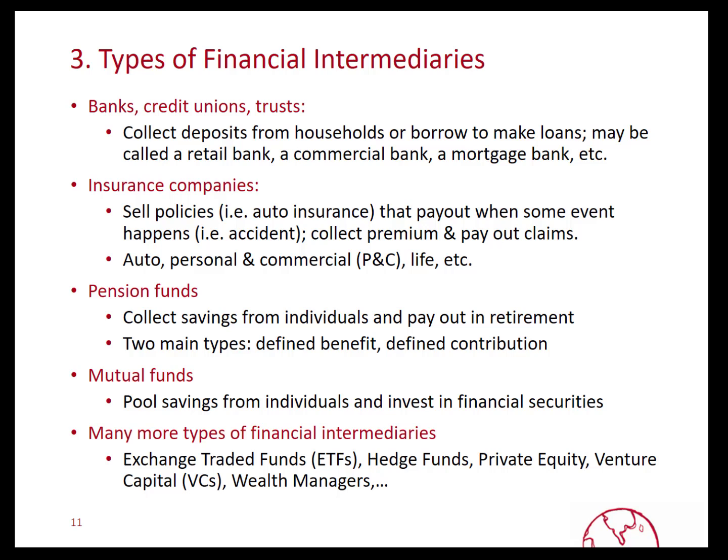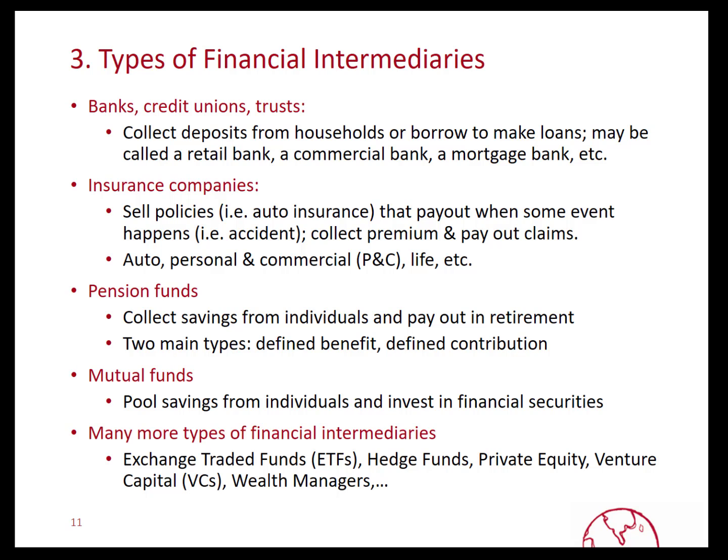Insurance companies are another major financial intermediary. There are many different types of insurance companies. You may think of auto insurance companies, personal and commercial insurance, life insurance, amongst others. And all of them are selling a policy that will pay out in the event that something happens: an accident, a fire, or the death of a policyholder. Whoever holds the policy will then collect on that policy, which is a claim that will be paid out by the insurance company.